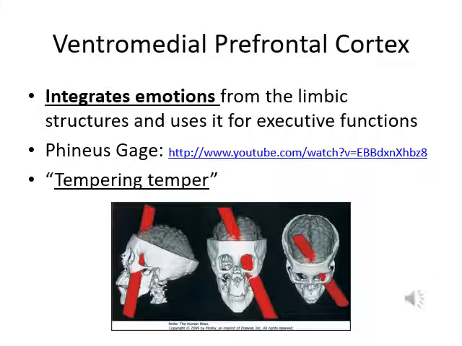The ventromedial prefrontal cortex integrates emotions. We will talk about the limbic lobe in another lecture. But this area integrates emotions from the limbic structures and also uses them for executive function. And here is a link you can use as a reference to understand this part.